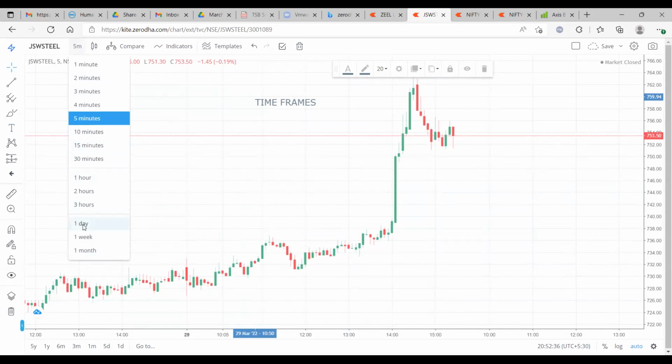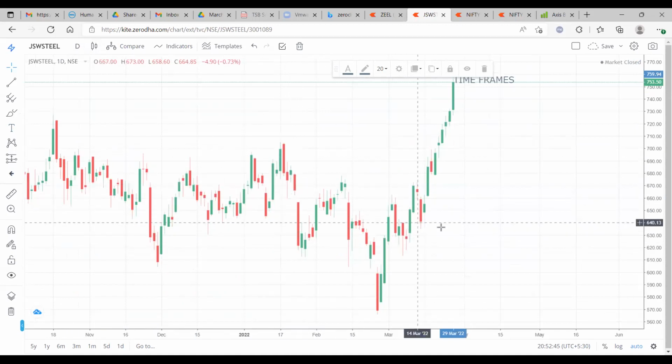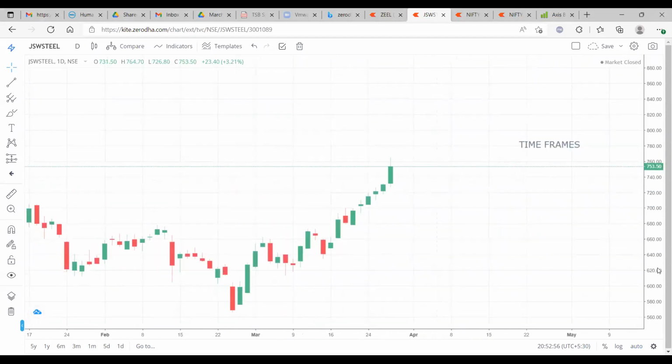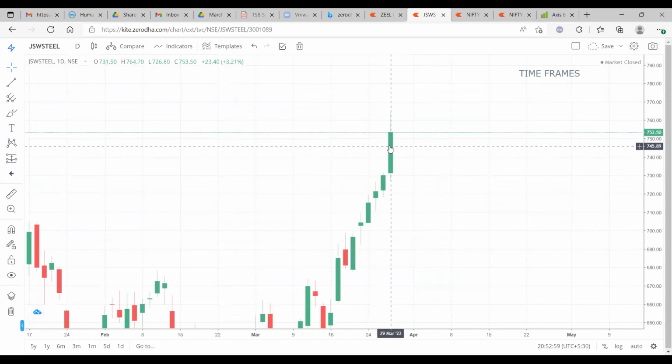So let me explain one day so that it is very easy for you to understand, and then I'll explain the final. If I choose one day, every candle here is representing the variation of a stock price for that day, for one full day. If I hover over this and you see the date down in the x-axis, it is showing 29th March 2022, which is today. This is the fluctuation of the JSW Steel for the full day, which is from 9:15 to 3:30.